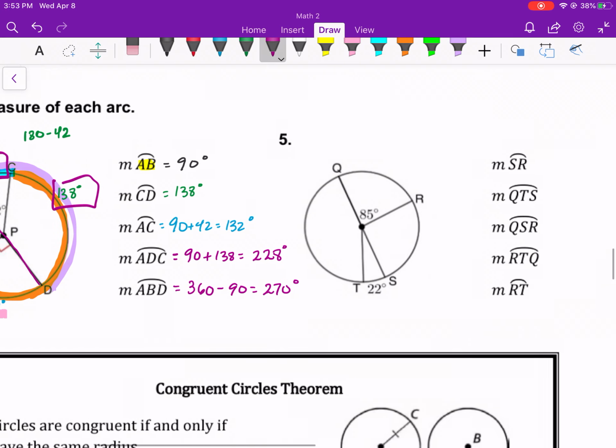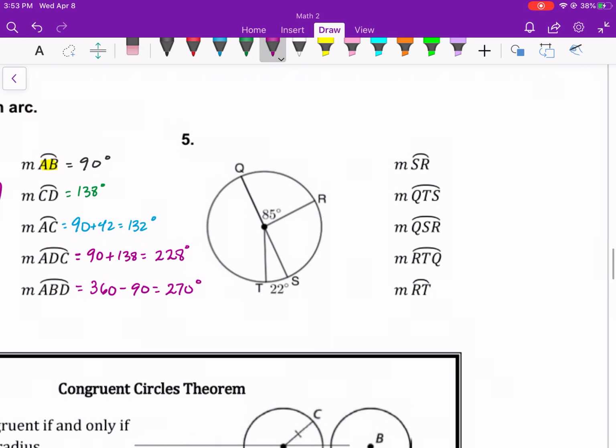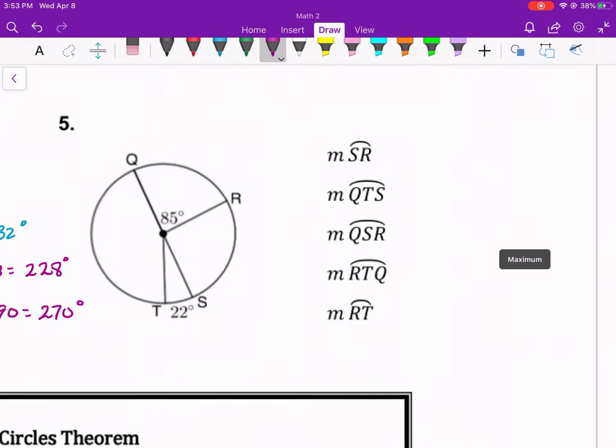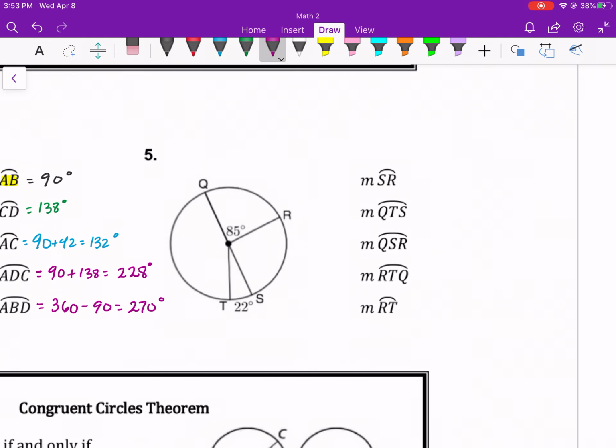Let's go ahead and take a number 5. Same idea. So let's, oh, that's as far as I can go. Let's go ahead and just start marking everything. So this 22, this is the arc, minor arc TS is 22 degrees. So just as a reminder, that means inside here is also 22.